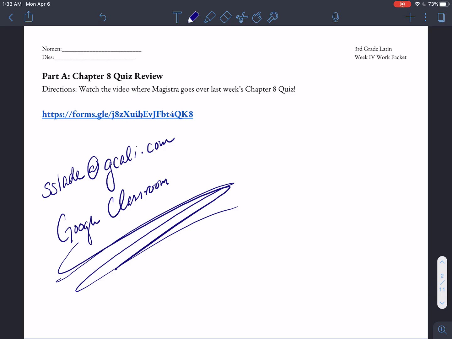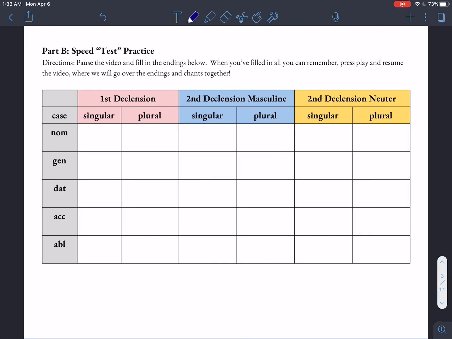Now, let's do part B. Okay, this is our speed test. So what we're going to do is you're going to pause the video. I'll read the directions. Pause the video and fill in the endings below. When you've filled in all you can remember, press play and resume the video, where we will go over the endings and chants together. Alright, so pause the video now, and then go ahead and fill in the endings, then we'll go over it together.